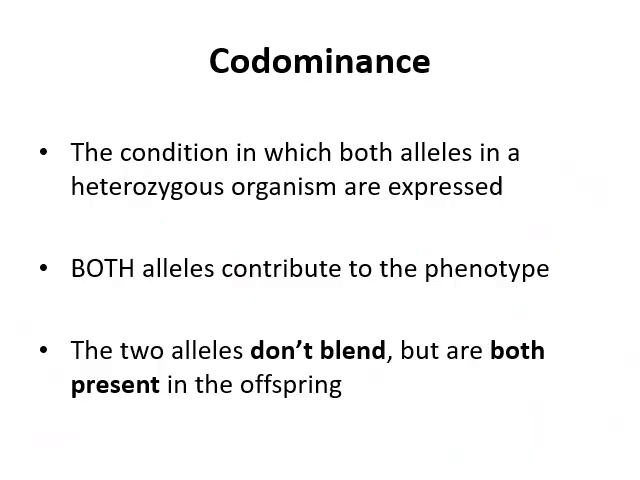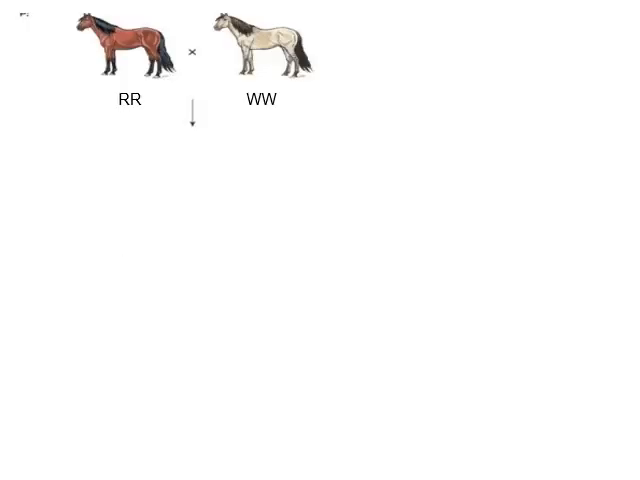Codominance is where, again, one of them is not dominant over the other, but instead of blending, both alleles are going to be expressed. And so they are not blended together, instead they are both present, and they both show up in the phenotype. So an example of this is with horse hair color.